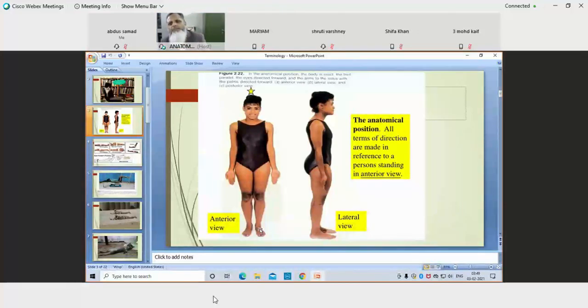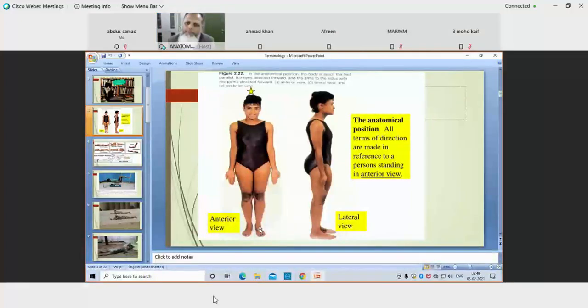Yes, speak. Sir, please repeat what you said about flexion and extension. I have not talked about flexion and extension yet. I will talk about the terms related to movement next. I have just talked about the flexor surface and the extensor surface, not about the movement of flexion and extension. Till now, what I have told you, any confusion regarding that?